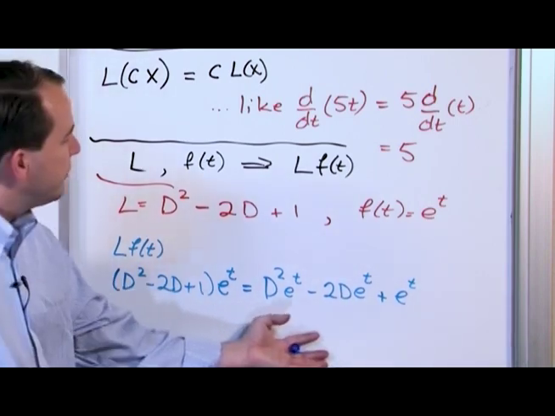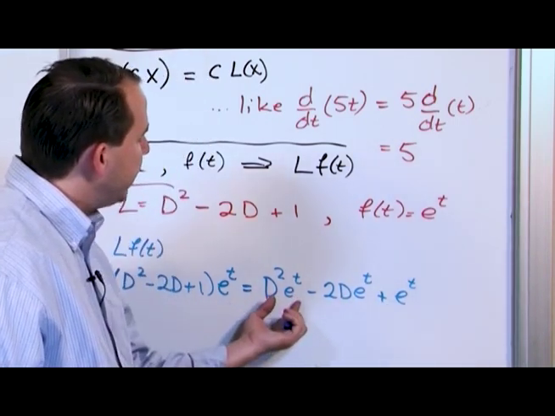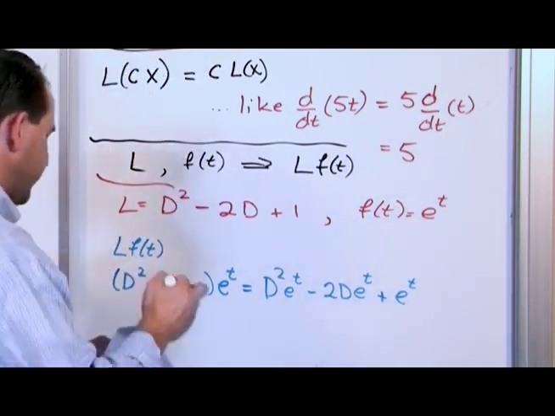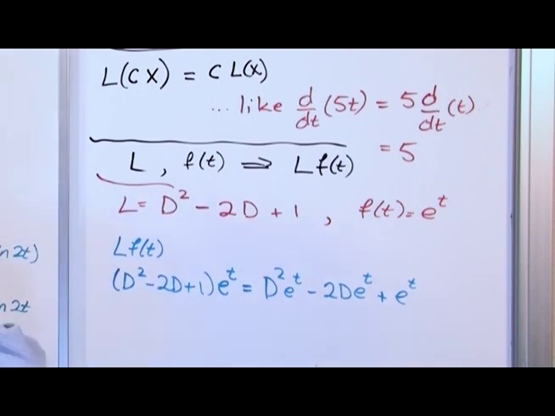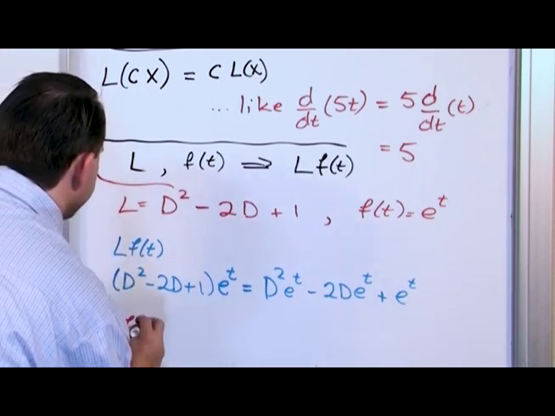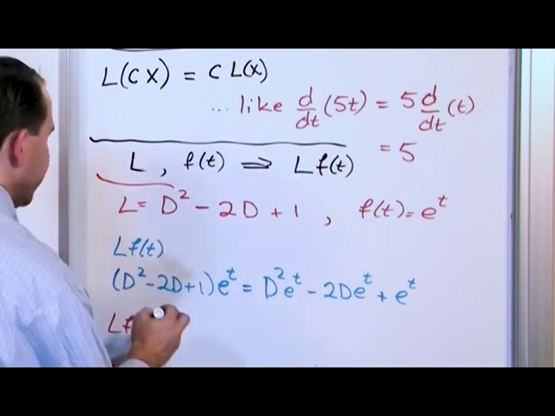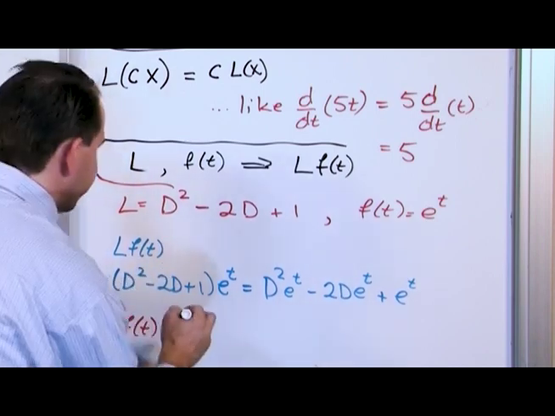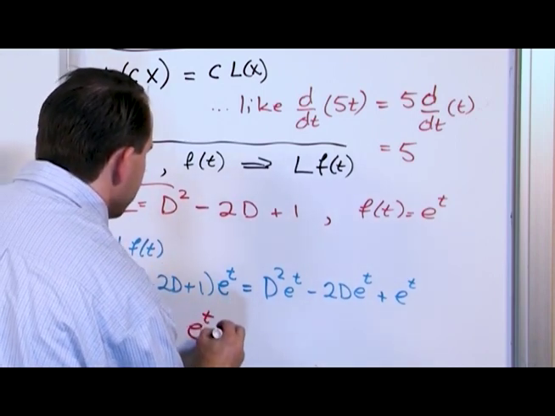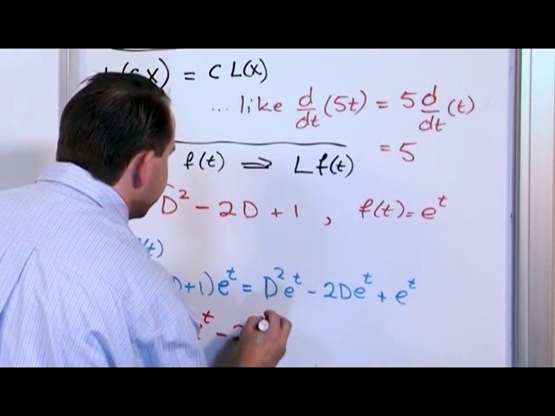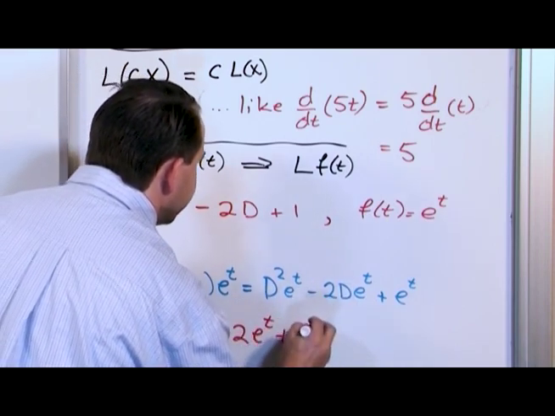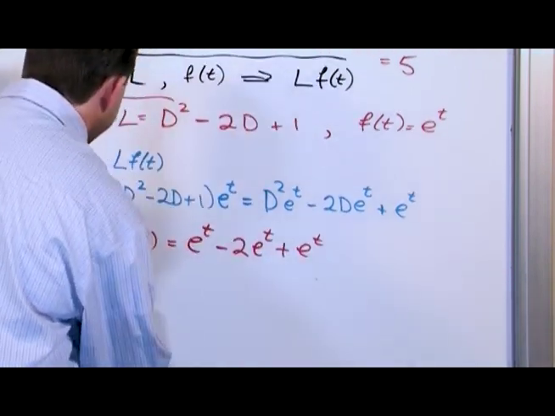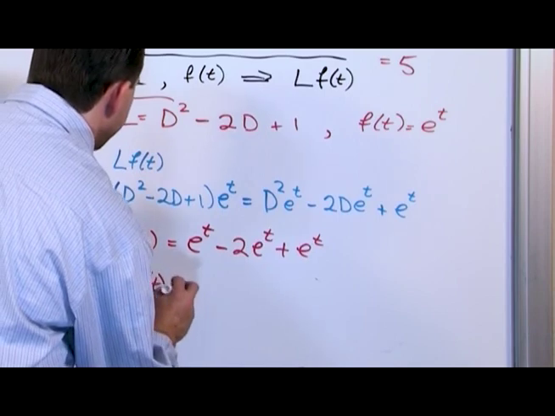Now, when you see it written like this, you might know what to do, because you have the second derivative of e to the t, here you have the first derivative of e to the t, and here you just have this guy right here. So to put it all together, L f of t, so you have this operator operating on this function. What's the second derivative of e to the t? Well, e to the t is indestructible, so it's just going to be e to the t, minus 2, this derivative is e to the t, plus e to the t. So you have e to the t minus 2e to the t plus e to the t, which is 0. So in this particular case, the answer came out to 0.